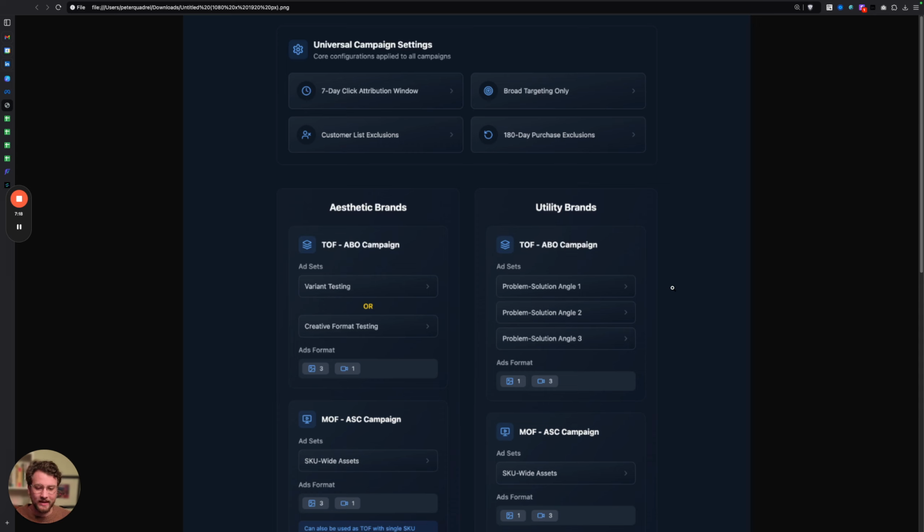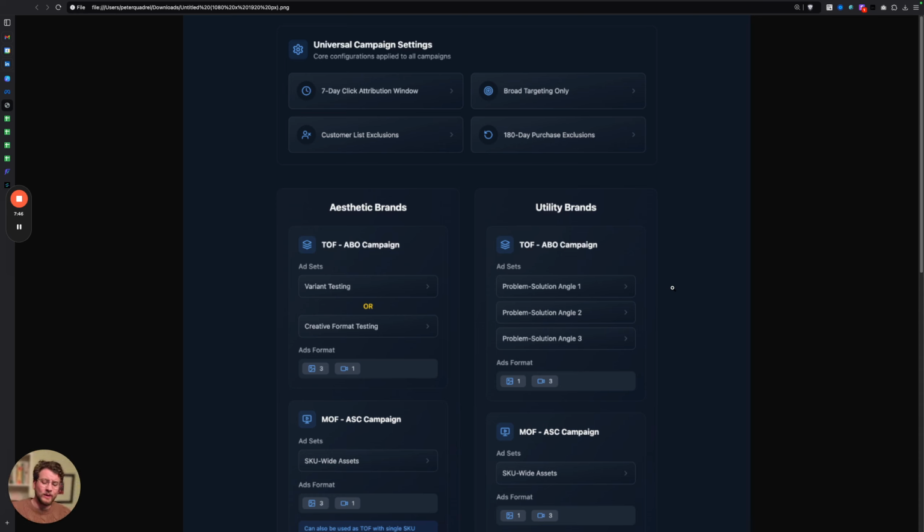So for both of these, we're going to be running ABO campaigns. The reason for that is we just want direct budget control over the variants that are running and over the problem-solution angles that are running. So we're going to have multiple ad sets for aesthetic-based brands, again, testing variants. So that might be campaign 1 is t-shirts, campaign 2 is pants, campaign 3 is shoes. And then within the t-shirt campaign, you have red shirts, blue shirts, green shirts. In this case, it'll probably be different designs or cuts, right? So you can run it that way.